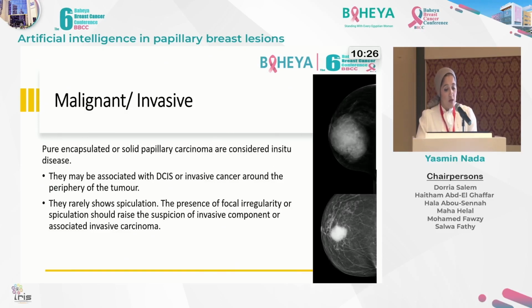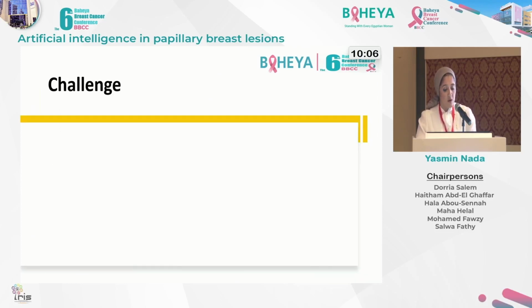Pure encapsulated and solid papillary carcinoma are considered in situ. The invasive type is usually associated with DCIS or invasive cancer around the periphery of the tumor. They rarely show spiculation. The presence of focal irregularity or spiculation should raise the suspicion of an invasive component or associated invasive carcinoma.